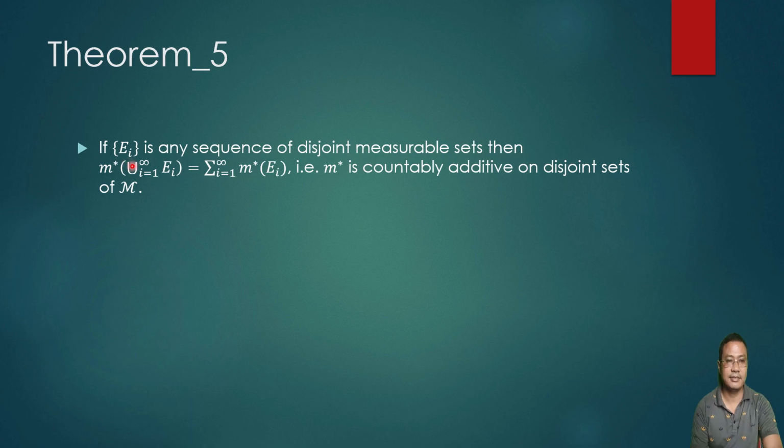From sub-additive it will convert to additive if the sequence is a disjoint sequence of measurable sets. So this is important also. If E_i is any sequence of disjoint measurable sets, then instead of less than or equal to, this will be exactly equal to. If this is a sequence of disjoint measurable sets, then M star of the union is exactly equal to the sum of the measures. So that means M star is countably additive in case of disjoint measurable sets. All right, so let us prove it.